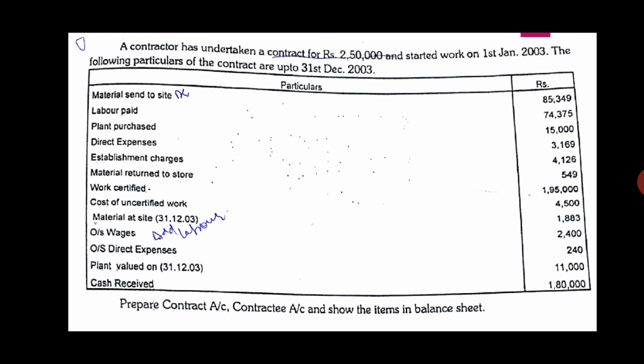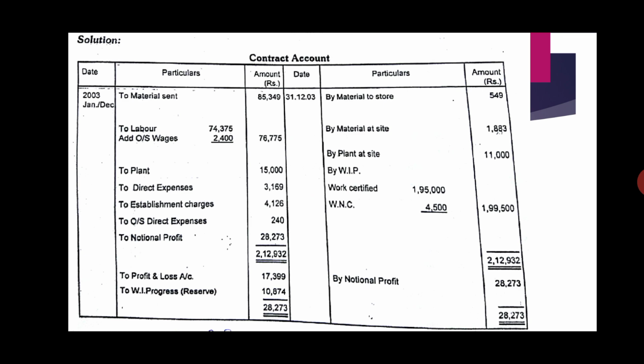Next is cash received, which we are not writing in the contract account but use in the calculation of the P&L account. Now all these have to be written in this way in the contract account. Once we have written all this, we have to calculate the notional profit, which is a balancing figure of 28,273. Bring down that notional profit so that we can distribute this amount of 28,273 into two main items: one is the P&L account and the other is the WIP reserve.